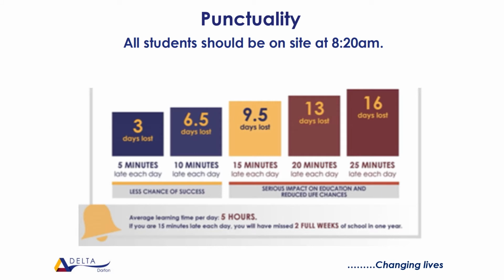It's important that all students are on site for 8:20 AM. 5 minutes being late each day relates to 3 days lost in total throughout the academic year. The grand total of 20 minutes late each day is equivalent to 13 days lost. That also therefore means that if students arrive 15 minutes late each day, they will miss at least 2 full weeks of the school in a year.